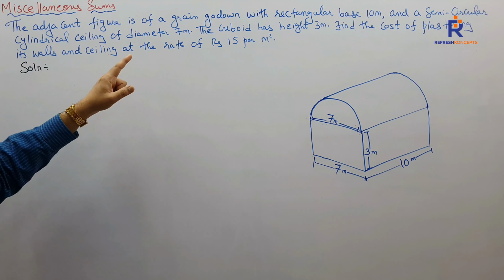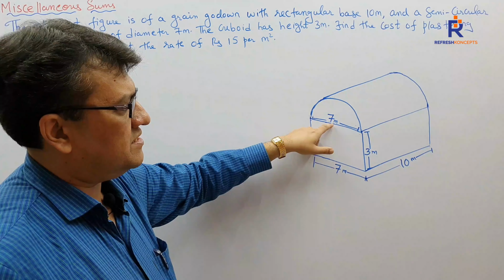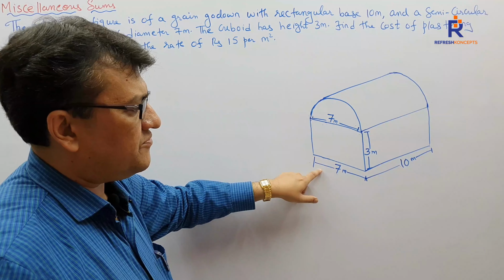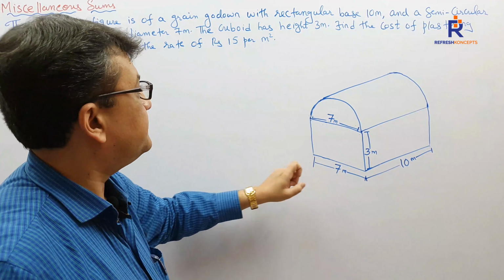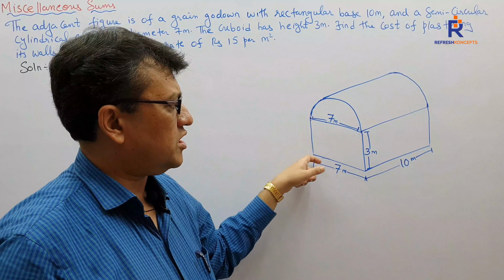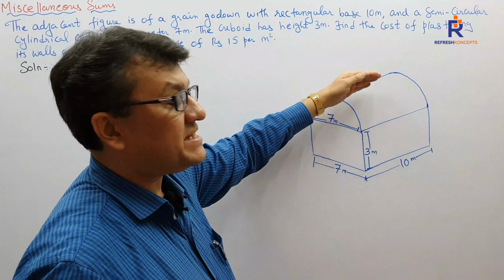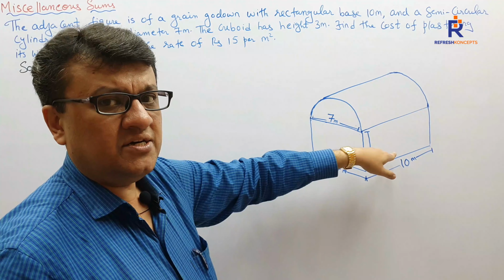With a rectangular base 10 meter, and a semicircular cylindrical ceiling. So we can see that there is a semicircular cylindrical ceiling of diameter 7 meter. So when the ceiling has a diameter 7 meter, by default the width also becomes 7 meter for the base. The cuboid, that means they are talking about the lower part. The lower part is nothing but a cuboid. The upper part is a semicircular cylinder. The lower part is nothing but a cuboid.